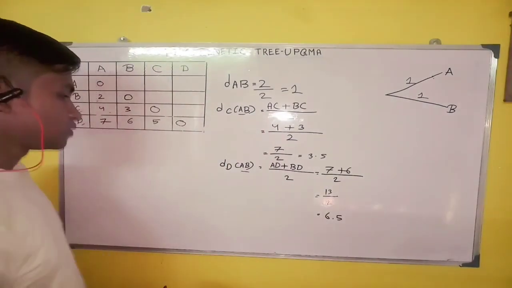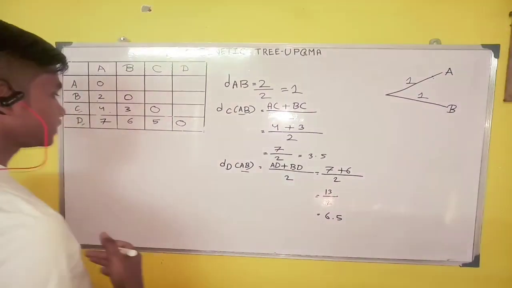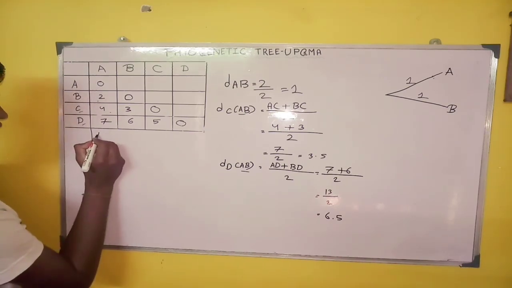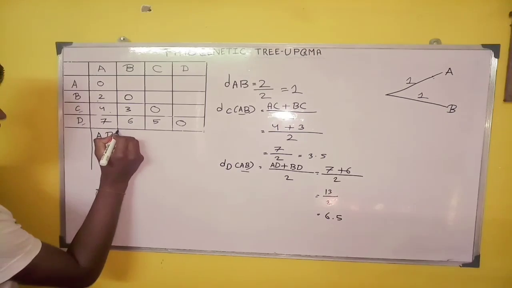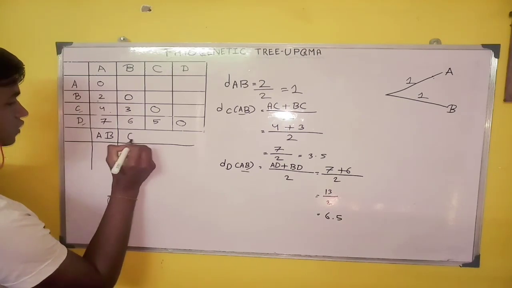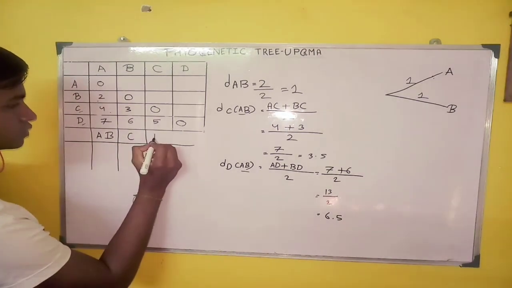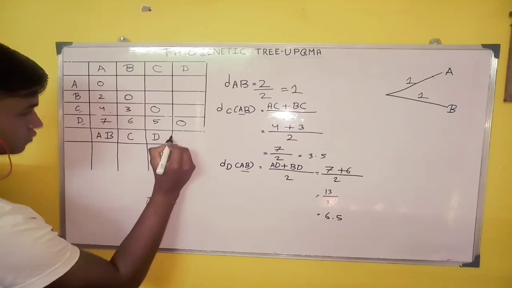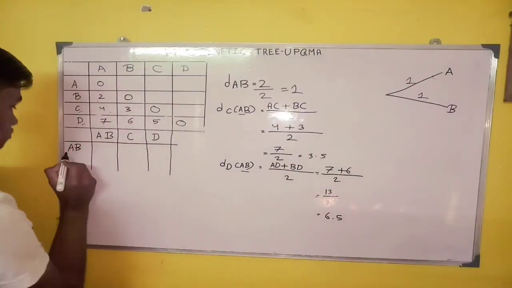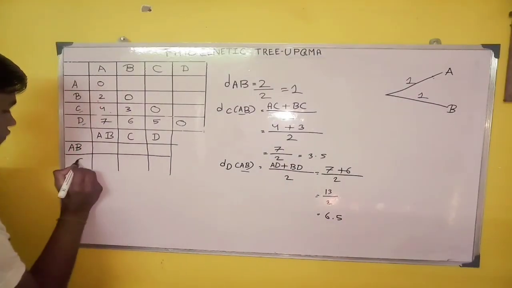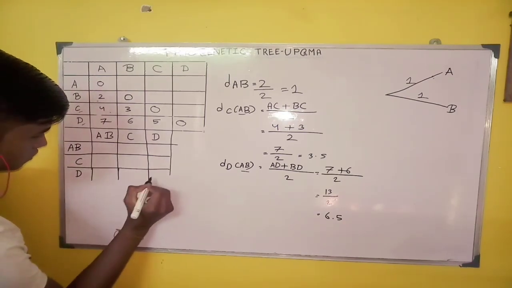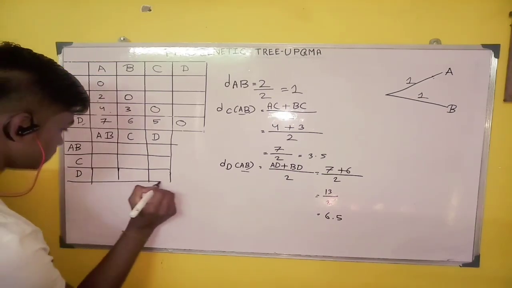Now we will create our second table. Our second table has A, B, then C, then D. Here is AB, that is our AB root, and then C, and then D, for which we have calculated the distance in respect of AB.